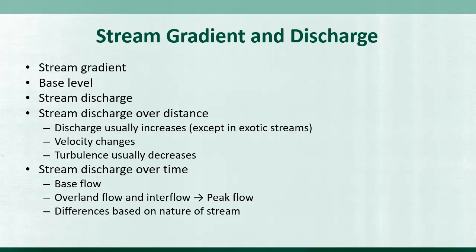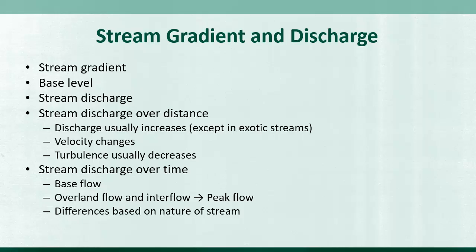The stream discharge refers to the amount of water that is discharged by a stream or a creek, usually every second or every minute or every hour. Now, as we can imagine, generally stream discharge increases over distance. So the longer the stream has been flowing and the more water that's been feeding into it, the more water there will be in the stream. There are some rare exceptions to this, particularly in desert areas where we have something called exotic streams that evaporate as they flow.